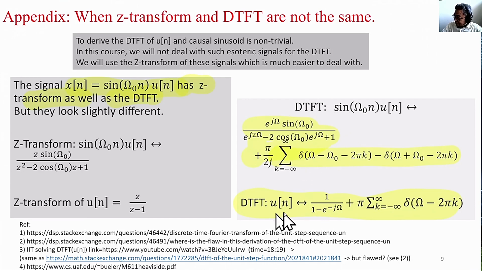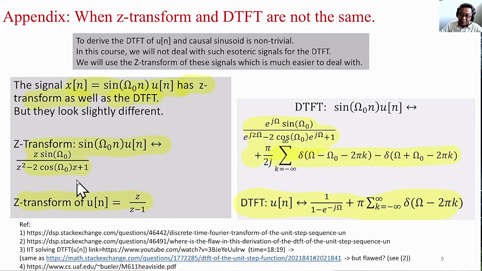And the DTFT of a unit step also looks very complicated: this expression plus pi with some impulses. However, in the Z-transform, the unit step is very simple, and the Z-transform of the causal sine is also very simple. So the quick answer is, please remember that they are slightly different, and typically we'll use the one that is simpler to solve the problem.